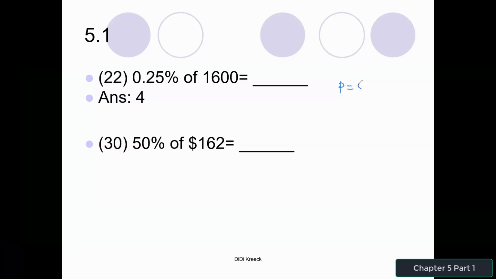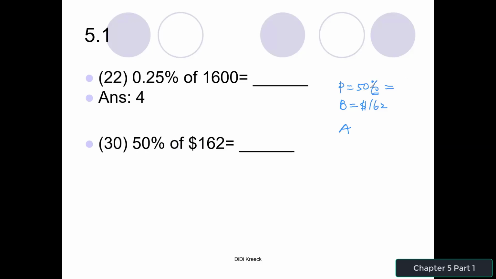Percent is 50%, and then the base, following the word "of," is 162. So we need to find the amount. Before we compute the amount, we need to convert the percent into a decimal. To change 50% to a decimal, we remove the percent symbol, which means dividing by 100. Or simply knowing that percent means over 100, we divide by 100.